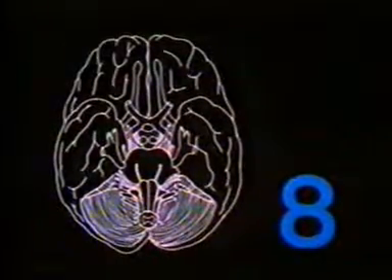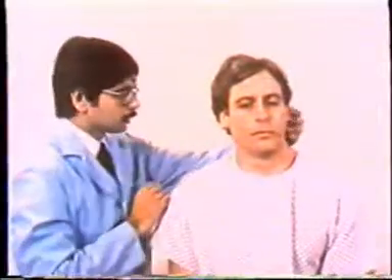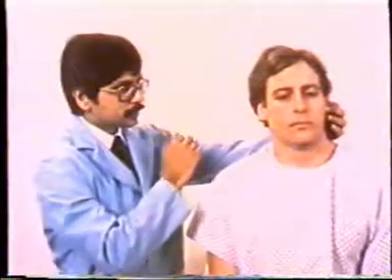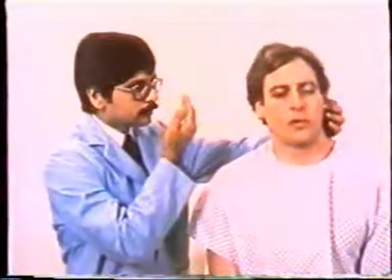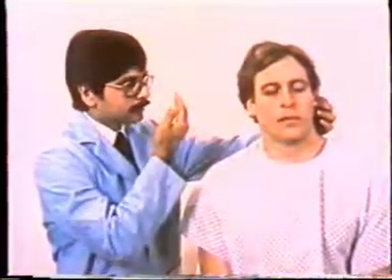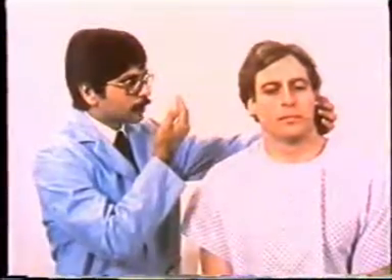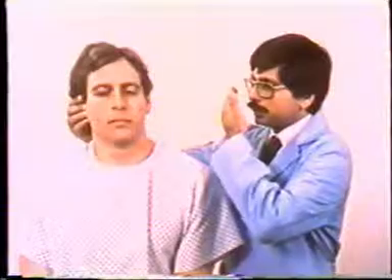The acoustic or eighth cranial nerve mediates hearing and balance. Assess auditory acuity. Occlude one of the patient's ears with your finger and test the open ear by softly whispering numbers from 1 or 2 feet away. Cover your mouth to prevent lip reading. Gradually increase your voice volume until the patient can identify the spoken numbers.